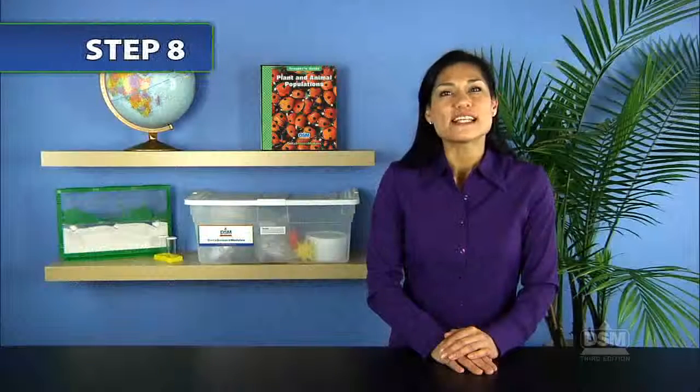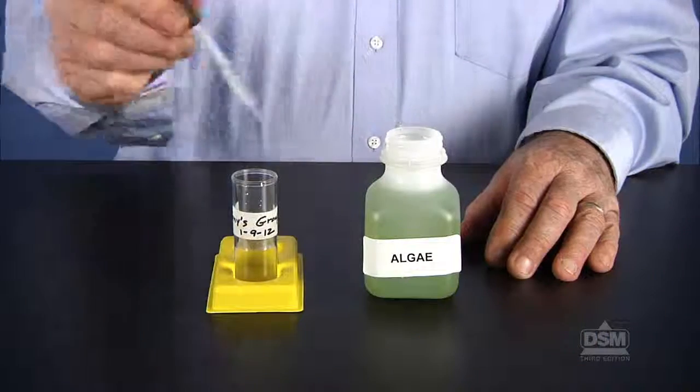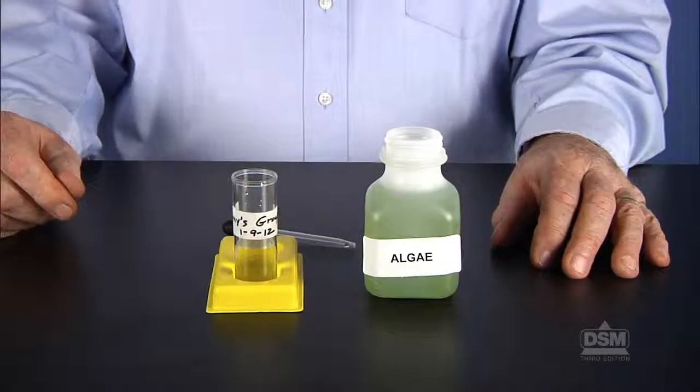Finally, every second or third day, distribute the activity sheets. Have students count and record the Daphnia population in their vials. Once a week, have students add half a dropper of fresh algae water to their vials to provide food for the Daphnia. Students will be discussing their population counts in Activity 8.